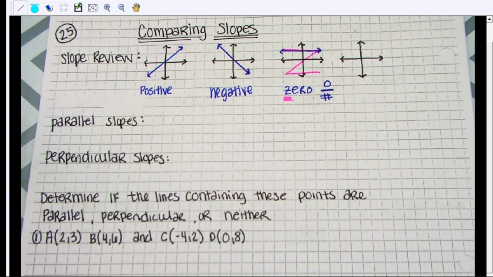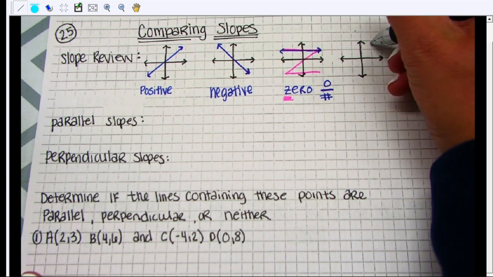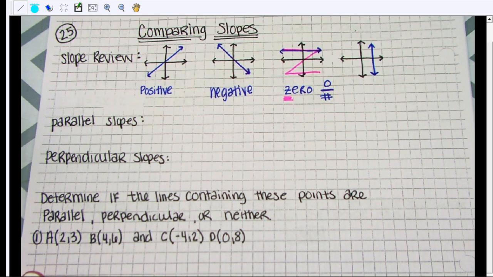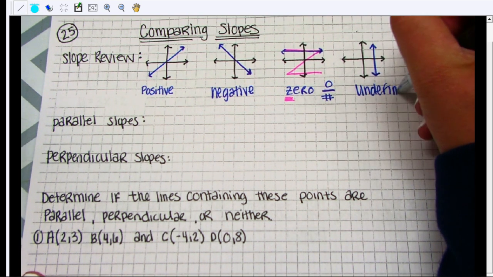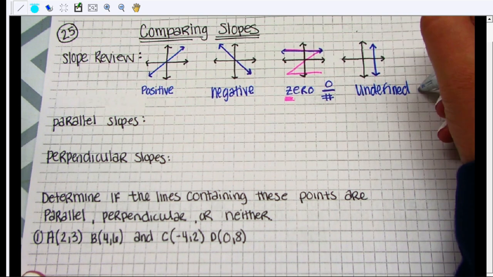Okay? You don't actually write the word zero. It's just kind of a mental reminder that it looks like a Z. Okay? What kind of slope goes vertical? Undefined. When a slope is undefined, in our fraction, where does the zero go?